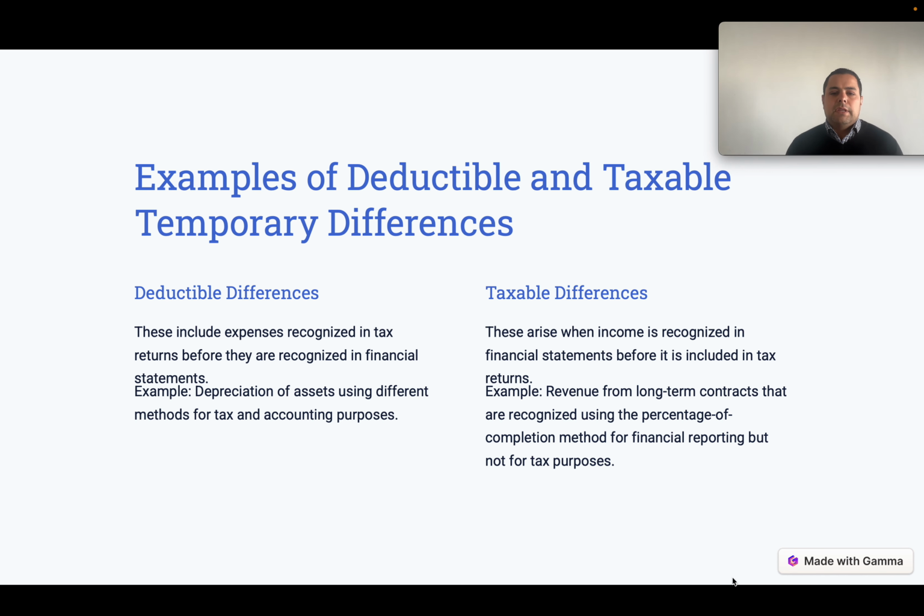Let's go with the taxable differences. These arise when income is recognized in financial statements before it is included in tax returns. We may have revenue that we recognize in our books because we already sold the goods or we have a commitment to ship something, so we recognize the revenue. But under tax ruling, that revenue must be recognized when it is collected on a cash basis. That doesn't happen too much here in Mexico, but it could happen in another legislation or jurisdiction.